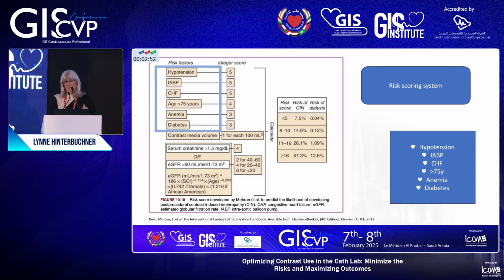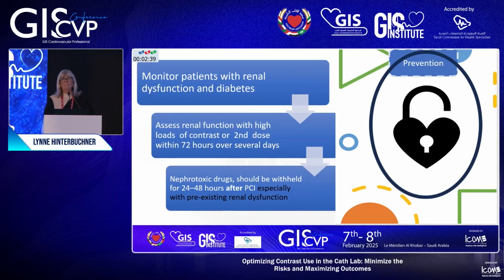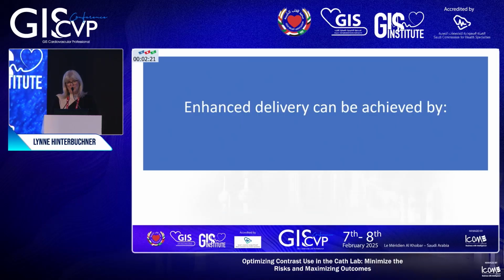Anemia and diabetes. So if you see any of these on a patient's chart in their history, be aware that with these ones, you really need to watch the dose and their creatinine levels. So prevention is the key. Monitor those patients that have renal dysfunction that are diabetic. If they're first stage procedure, make sure you're checking their creatinine a couple days out. And any patients on nephrotoxic drugs, they should be getting held and monitored after the procedure.